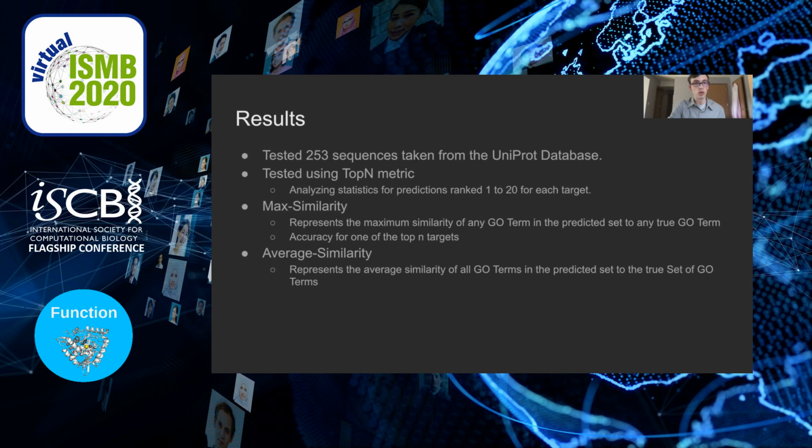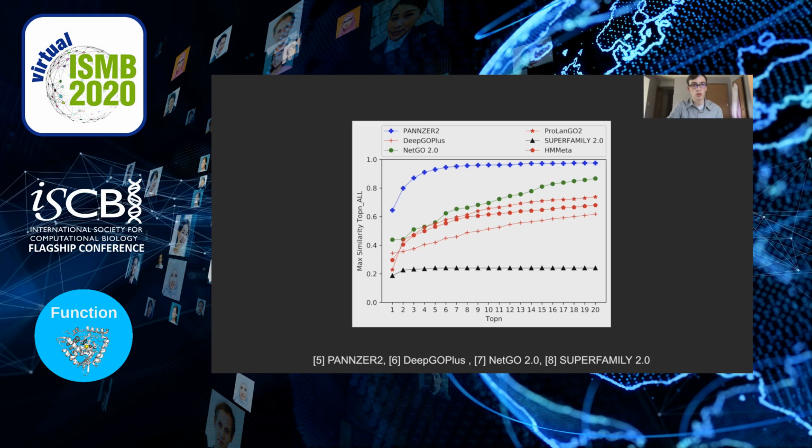So for some results, we tested 253 sequences taken from the UniProt database. We evaluated them using the top N metric, which produces statistics for the top 1 through 20 predictions for each target. We evaluated the maximum similarity and the average similarity for each Go term in the predicted set to the ground truth Go terms. So here we have a maximum similarity.